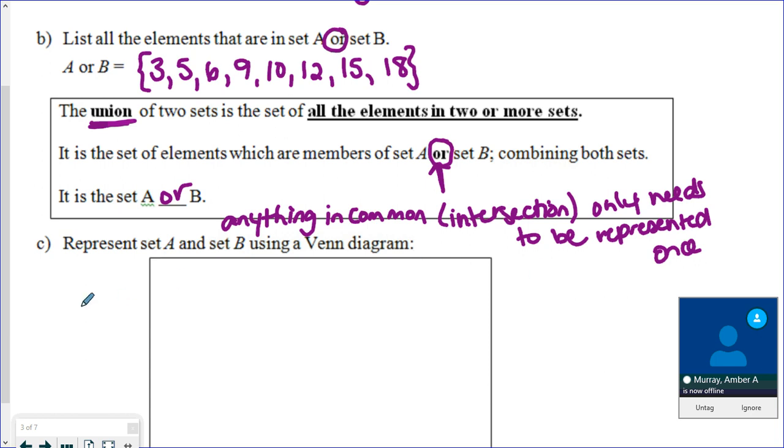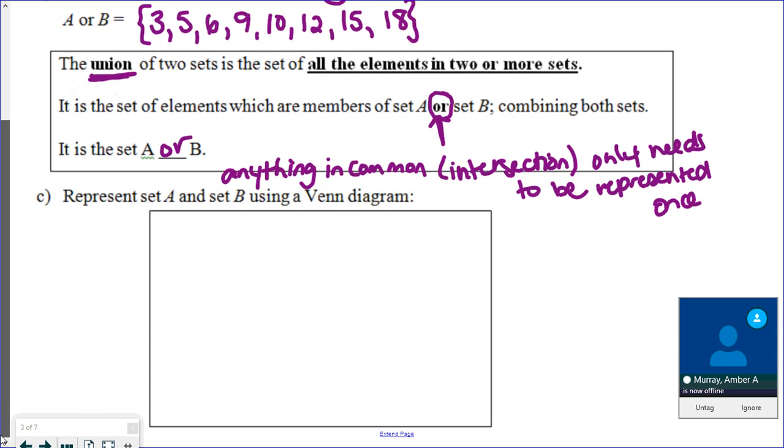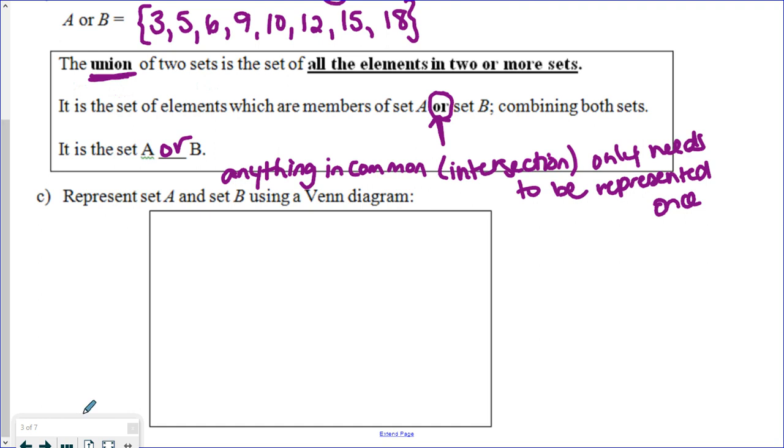Okay, so represent A and B using a Venn diagram. I'm going to do it kind of like the Venn diagram that I had on the first page because we just have two sets.